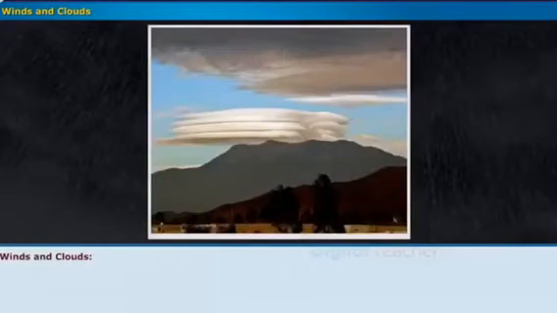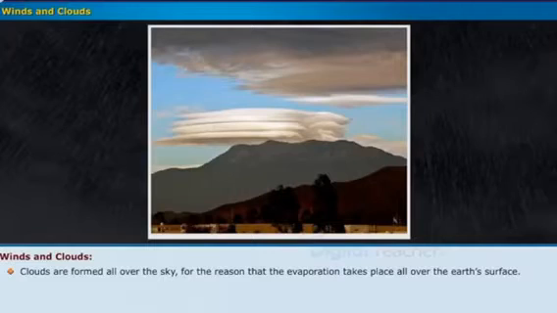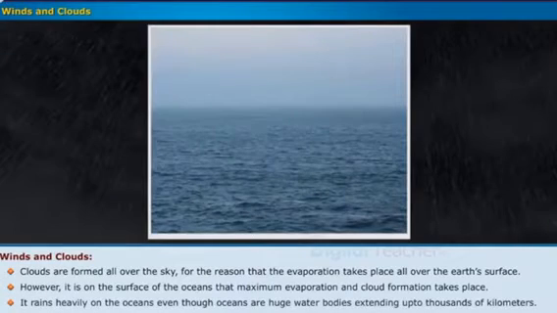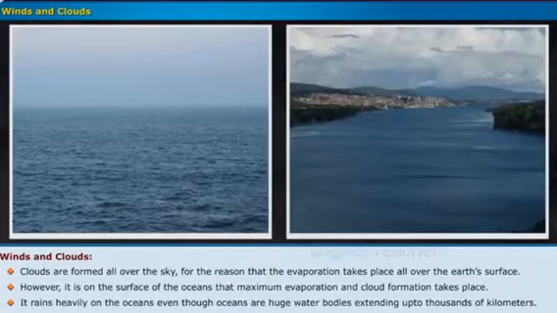Now, let us learn about winds and clouds. Clouds are formed all over the sky for the reason that the evaporation takes place all over the Earth's surface. However, it is on the surface of the oceans that maximum evaporation and cloud formation takes place. It rains heavily on the oceans, even the oceans are huge water bodies extending up to thousands of kilometers. Clouds also travel inland with the help of winds to thousands of kilometers to bring rain to us.